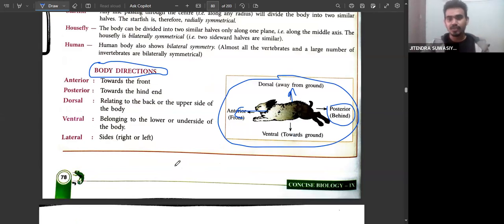So what is lateral? Lateral is alongside, this side. If I sleep like that, my back will become dorsal, my leg will become posterior, and my stomach side will become ventral, and that corner side will become lateral, like left or right. So those are the body directions.